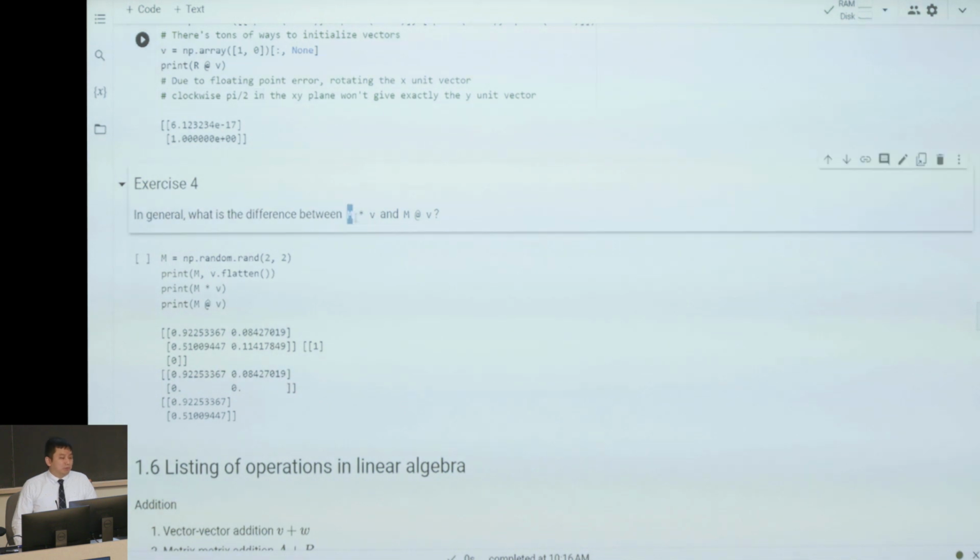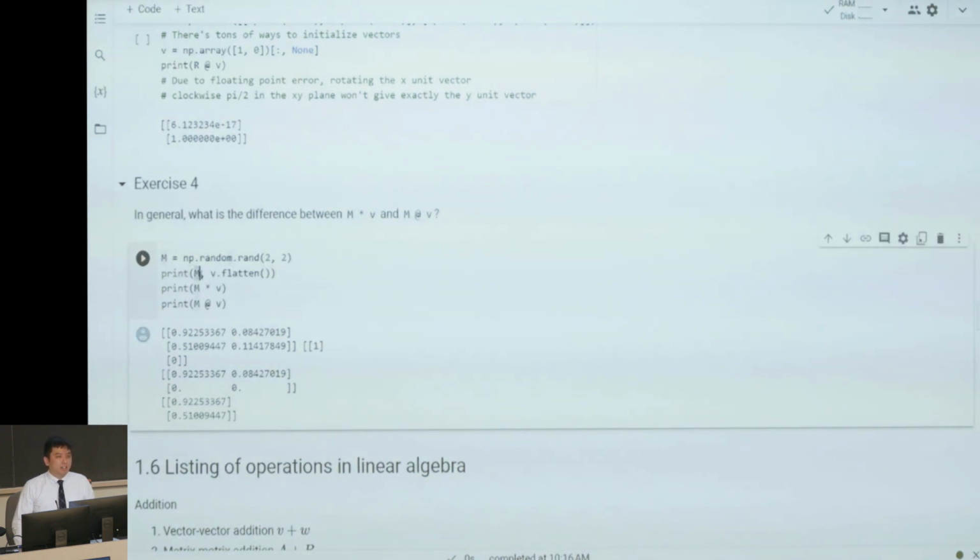So there's a difference between this multiplication symbol and the at symbol. The multiplication symbol, in this case, performs what's called array broadcasting. It expands V to have the same shape as M so that you multiply pairs of elements from both. So in general, that's not the same as this matrix multiplication that we defined. So that's just an important distinction to remember.